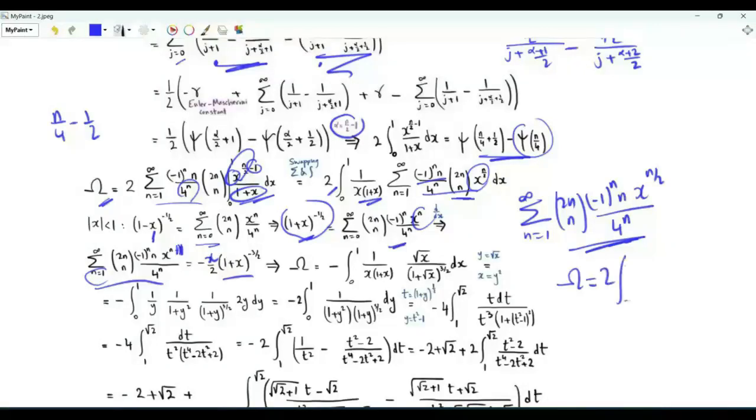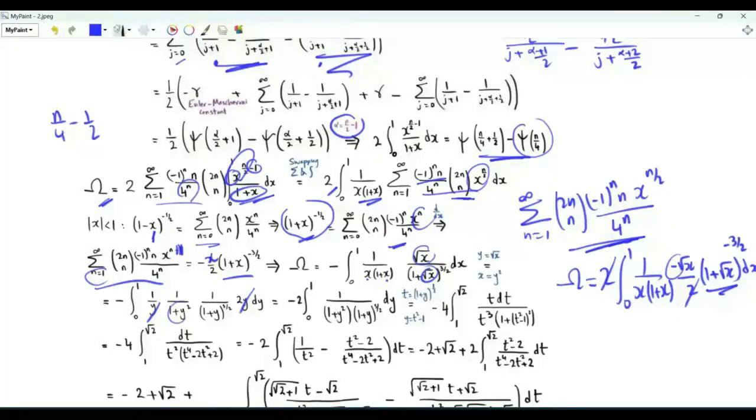So omega is equal to 2 integral x from 0 to 1, 1 over x times (1 + x), times −√x over 2 times (1 + √x)^(−3/2). Omega is equal to −1 times integral x from 0 to 1, √x over x times (1 + x) times (1 + √x)^(3/2). Use the substitution y equal to √x. Square root of x becomes y. This x and that one become y squared. dx is 2y dy. After simplifying, omega is −2 integral y from 0 to 1, 1 over (1 + y²) times (1 + y)^(3/2).